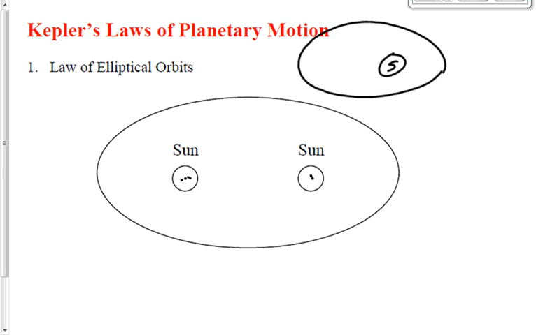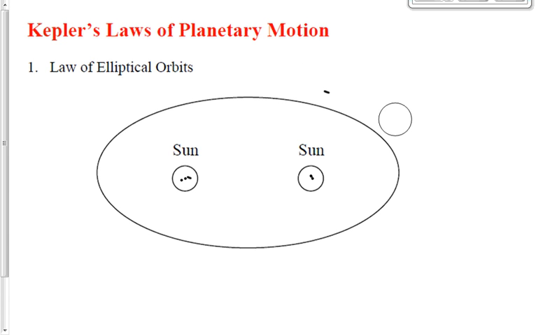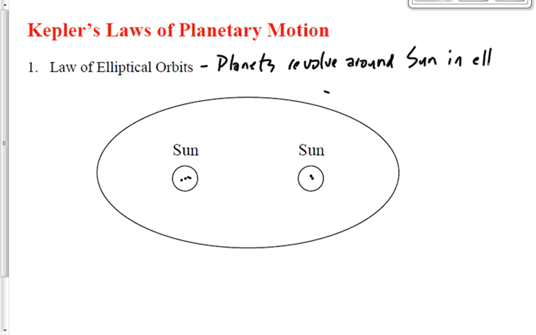Okay, it decides where it's going to be, and then the Earth revolves around it such that it will make sure that the sun is at one of the focal points. Let's write something down in words here. Let's say the Earth, and all other planets for that matter, planets revolve around the sun in an elliptical path with the sun at one of the focal points.